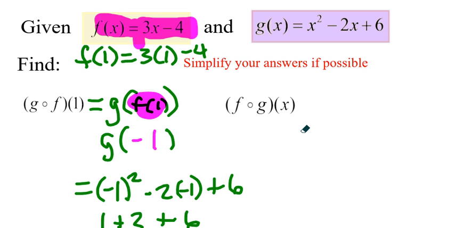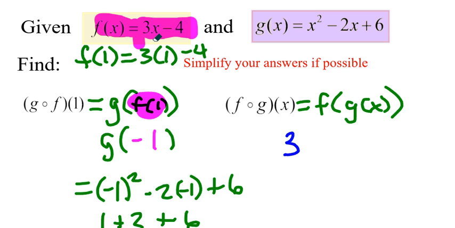And again, if it helps you, just write it out like this: f of g of x. All right, so we're going to stick all of the g function in for the x value over in the f function. Okay, so how's that going to look? We've got the 3 and the -4. That's what's going on with the f function. And then I'm going to replace that x value with all of what g equals. So g is x squared minus 2x plus 6.